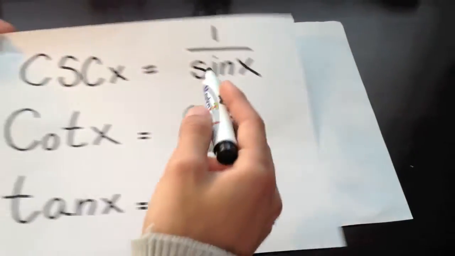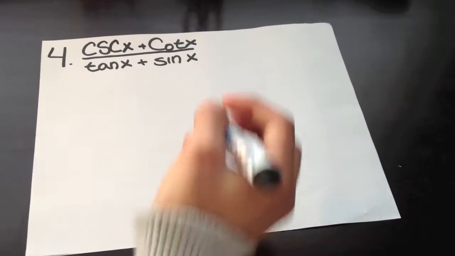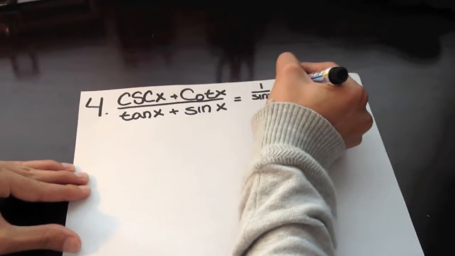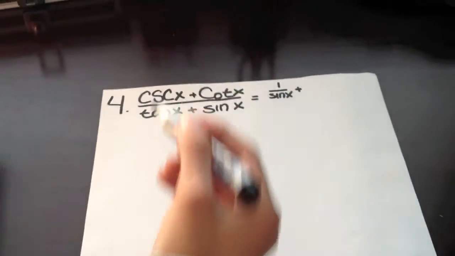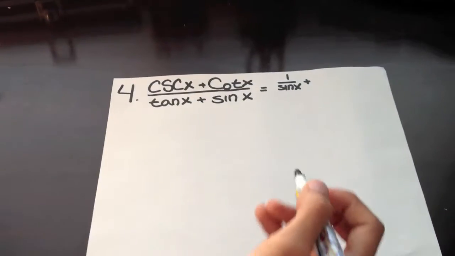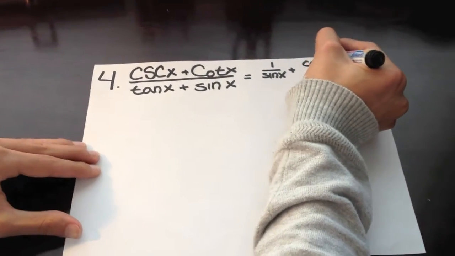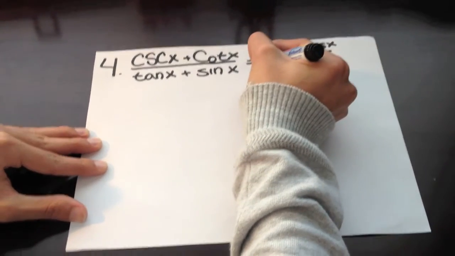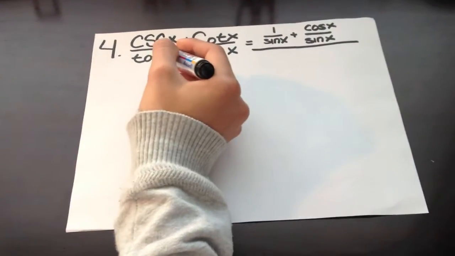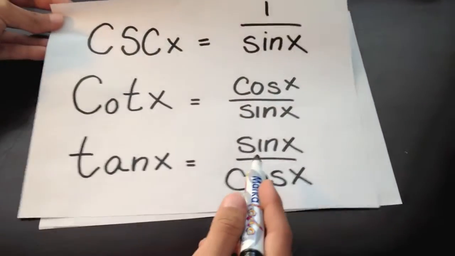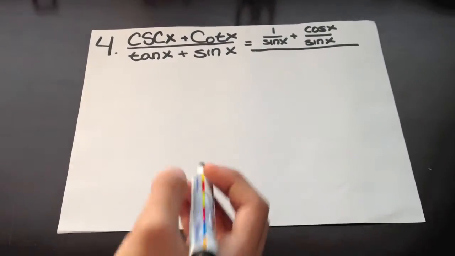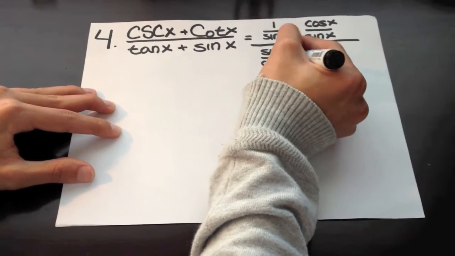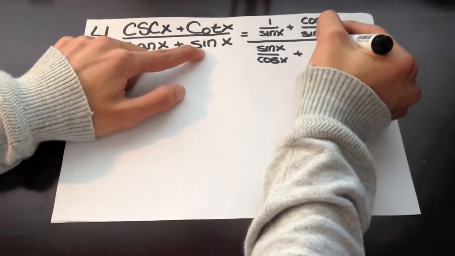Cosecant of x is the same as 1 over sine of x, so we're going to write that as 1 over sine of x plus cotangent of x, which is the same as cos of x over sine of x, so we're going to write that as cos of x over sine of x. And all of this is over tan of x, which can also be written as sine of x over cos of x, plus sine of x over 1.